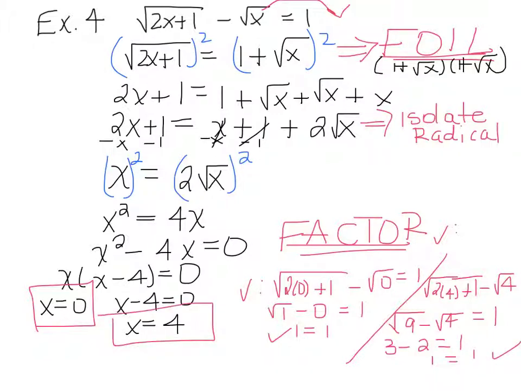So they both work. So whenever there's two radicals, you isolate the radical. Square both sides so you can FOIL. Isolate the radical. Set it equal to 0 so you can factor it. And always, always check for extraneous solutions.